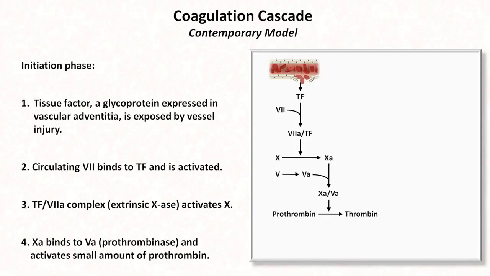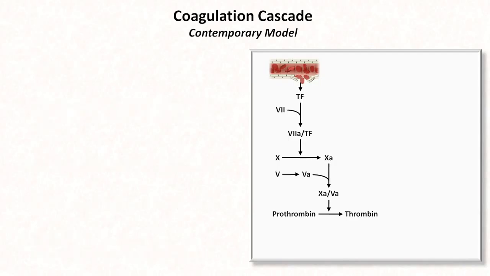Although there is a small magnification effect, as each extrinsic 10-ACE can activate many copies of factor 10, and each activated factor 10 can activate many copies of thrombin, the amount of thrombin produced from the initiation phase is still insufficient to lead to significant generation of fibrin threads and thus a blood clot. For this, there is the amplification phase.